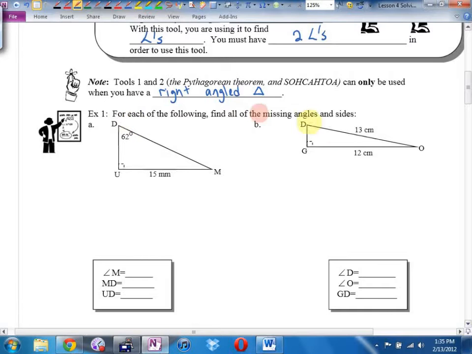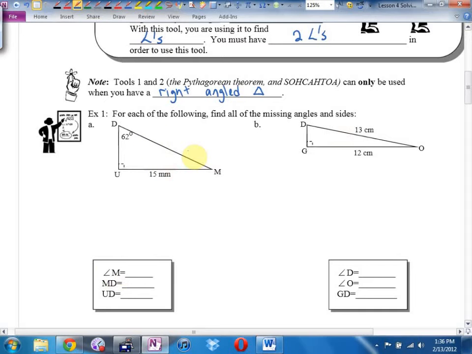For each of the following, find all the missing sides and angles. What I'm going to say on your test is completely solve this triangle. Means, Rachel, find anything that's missing. Okay? What's the first thing, Rachel, it wants us to find? Do we have enough information here to find angle M?